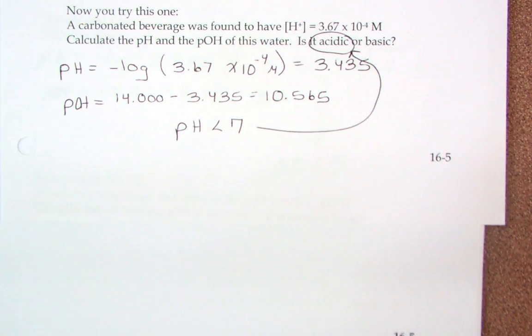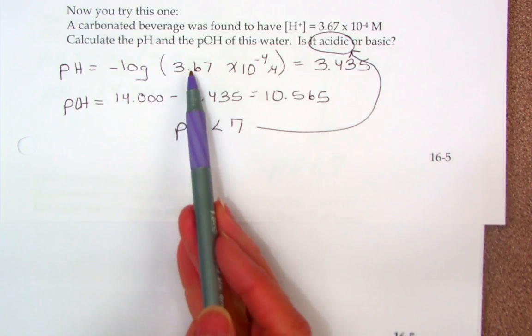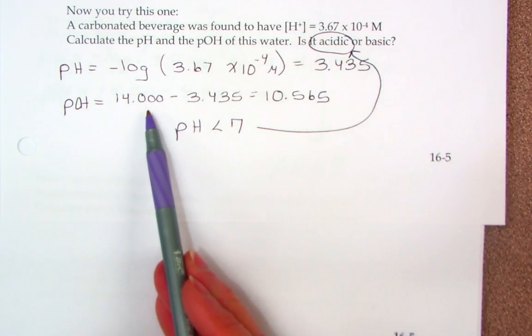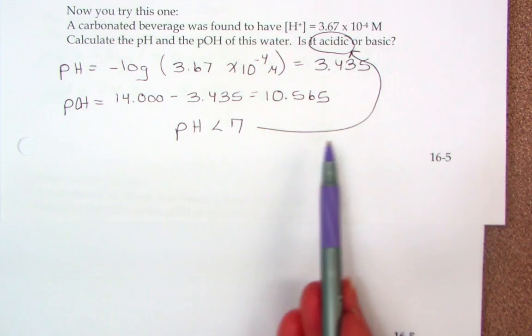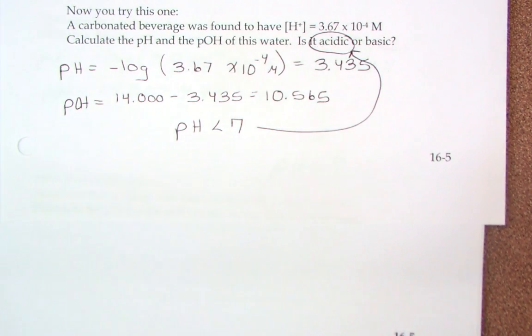Okay, for this one, did you get the same answer that I did? That the pH is 3.435, and I kept those 3 digits after the decimal because I had 3 sig figs here, and then I added another 0 for subtracting, and I got 10.565, so it's acidic. Okay, do you have any questions on how to do these?